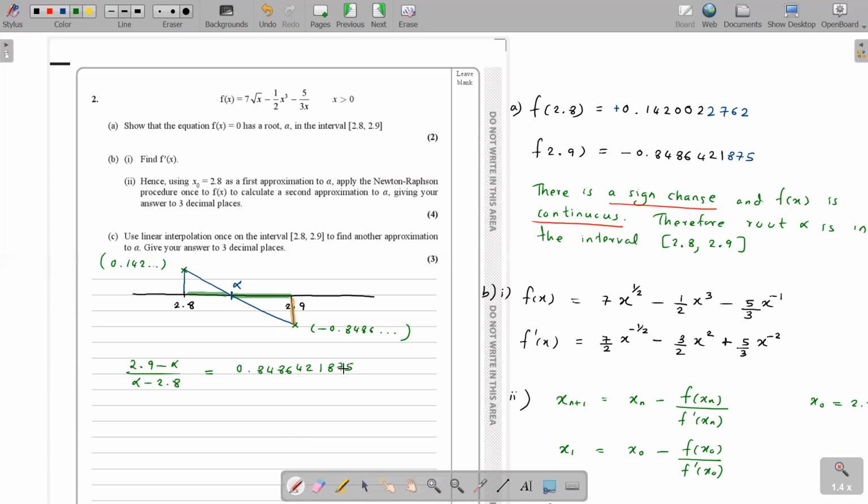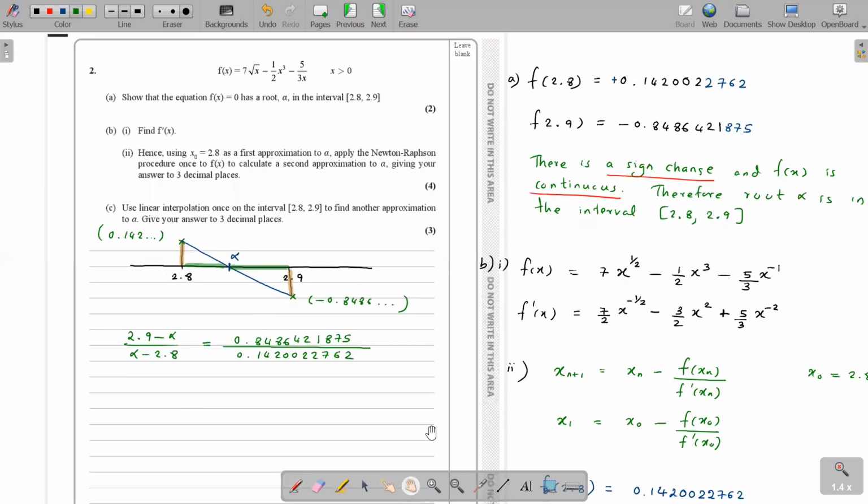0.8486421.875 over the other corresponding figure here is we have in the other triangle 0.14200222762. This is I used all the values. Okay, so we need to give an answer to 3 decimal places now. Just solve the equation and give you an answer to 3dp. Okay, so let's solve it.